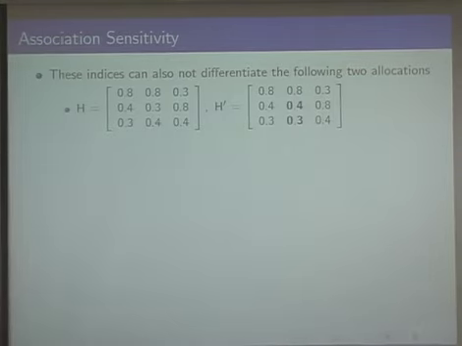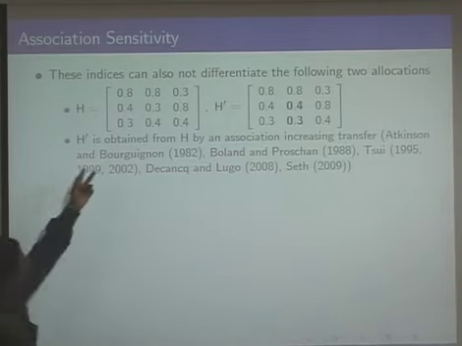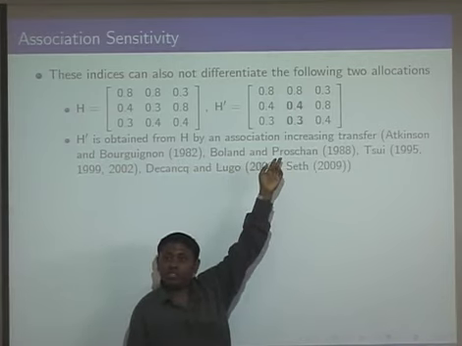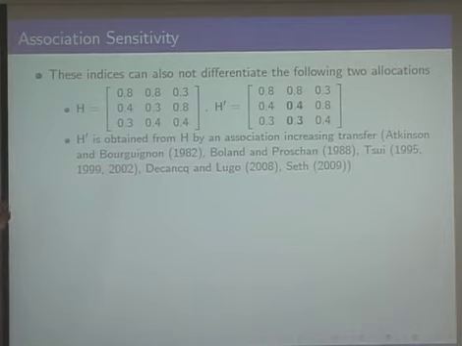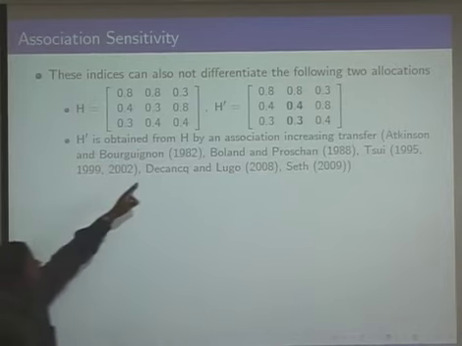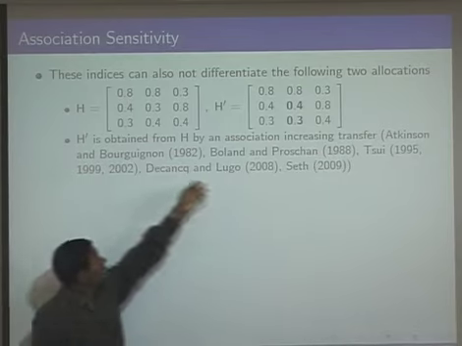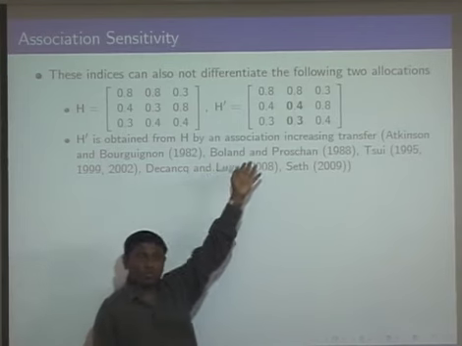This transfer is called an association increasing transfer or correlation increasing transfer. If you take the correlation between this pair of dimensions, you have more correlation here than this one. So here, person 2 has always more in every dimension. Here, no. So ethically, this distribution could be more unequal.